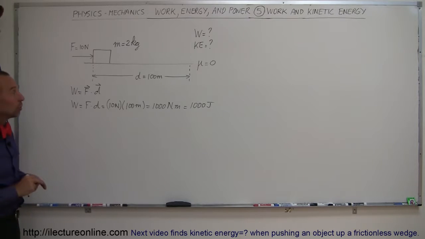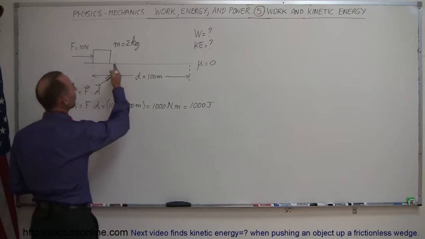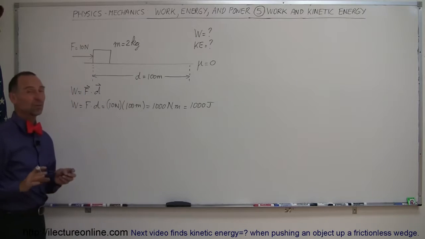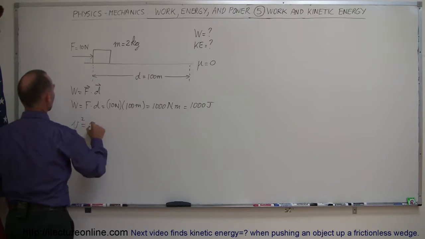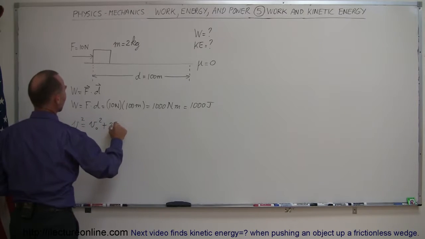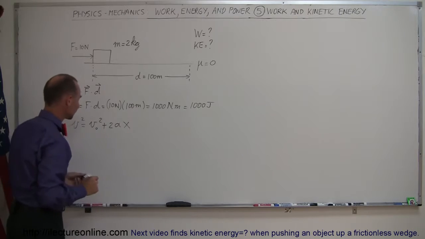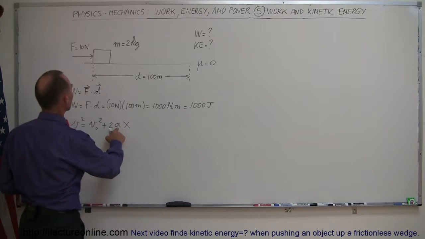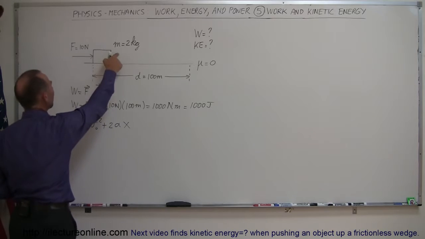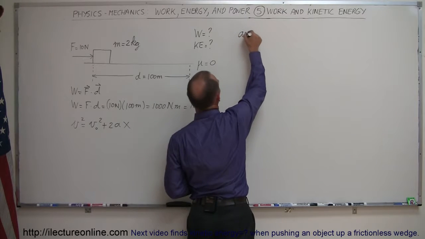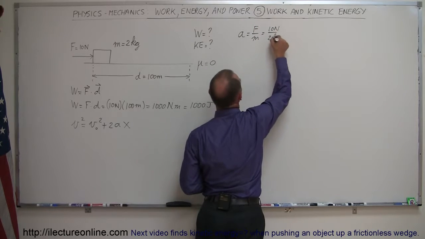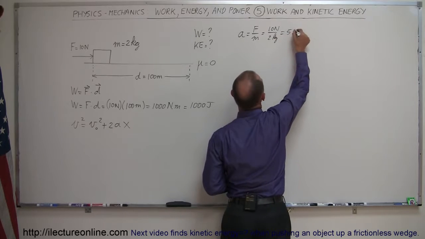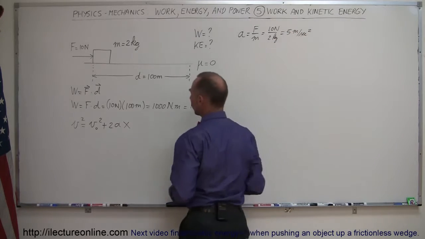All right, we're going to show in just a moment that that's indeed the case. Another thing we can do is figure out how fast the object will be moving when it reaches that distance. Since we don't know how long it's going to take, we can use the equation v squared is equal to v initial squared plus 2 times acceleration times x. The acceleration can be found by knowing the force and the mass. Using Newton's second law, acceleration is equal to the force divided by the mass, which is 10 newtons divided by 2 kilograms, which is 5 meters per second squared.